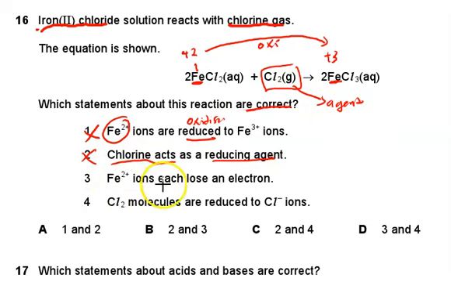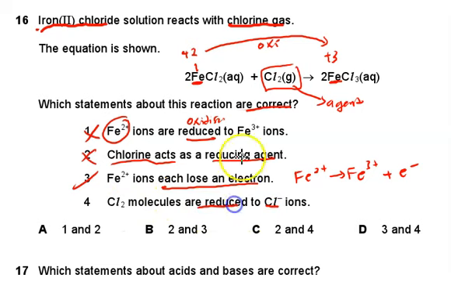Iron(II) ions each lose an electron. Yes, it's correct, because iron 2 plus will form iron 3 plus by losing an electron. So the chlorine molecules are reduced, yes, this is reduced because it is gaining the electrons. So your answer here should be 3 and 4, which is D.